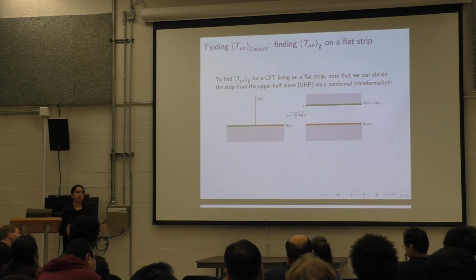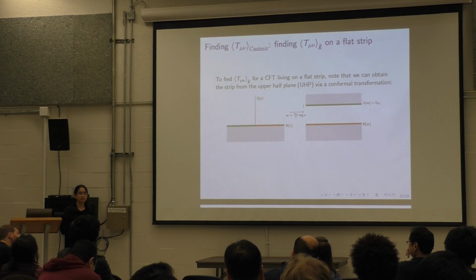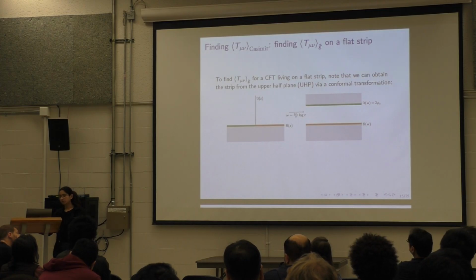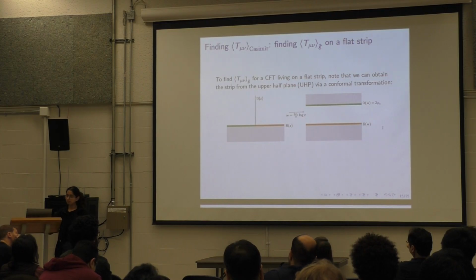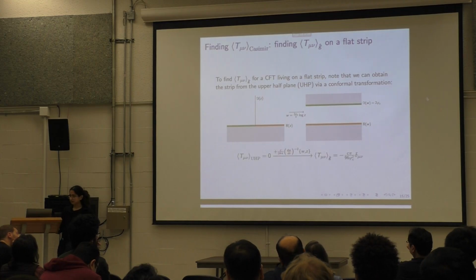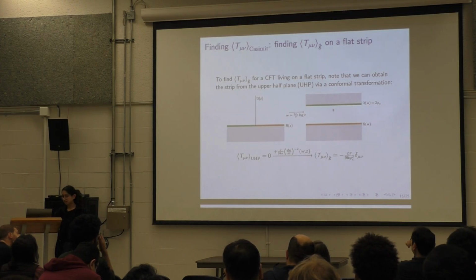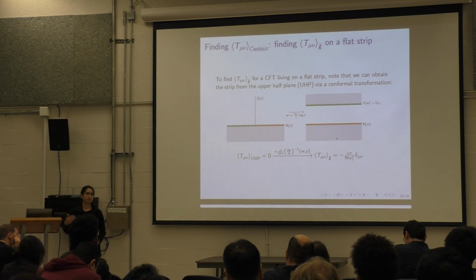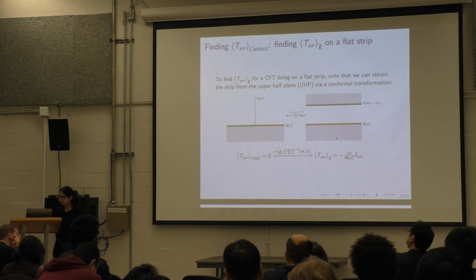We start on the upper half plane, where we restrict the complex plane to the region where the real part of z is greater than 0. So that's this region. And then we do some conformal transformation that maps the positive real axis to one boundary of the strip and the negative real axis to another boundary of the strip. So then, using the fact that the expectation value of the stress tensor on the upper half plane is 0, we can just find the stress tensor expectation value on the strip using the Schwarzian derivative, which tells us how the stress tensor transforms under a conformal transformation.